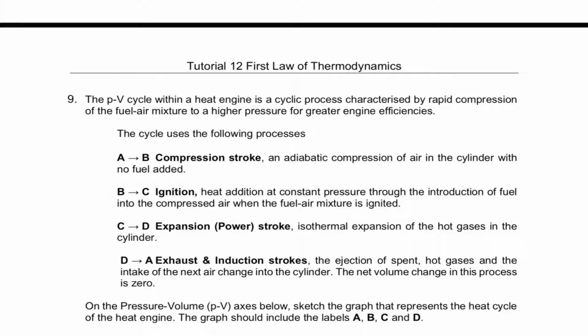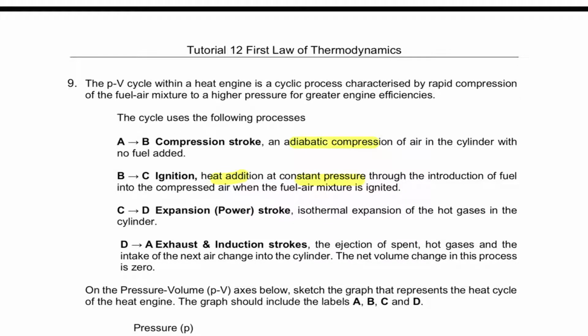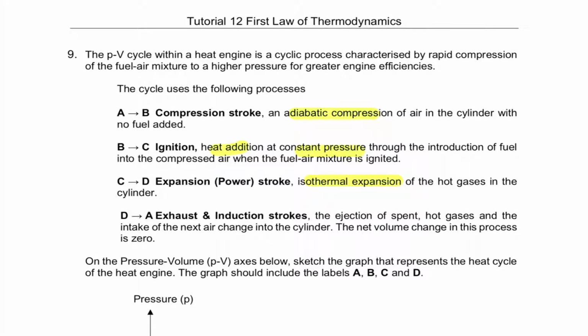Okay, so let's highlight some of the key terms first. So A to B compression stroke, which is an adiabatic compression. B to C ignition, heat addition. So this is Q in at constant pressure. And then when the fuel air mixture is ignited. Okay, next expansion stroke, isothermal expansion of the hot gases. Okay, next D to A exhaust and induction stroke. Okay, ejection of spent hot gases and the intake of the next air change into the cylinder. Net volume change is 0.